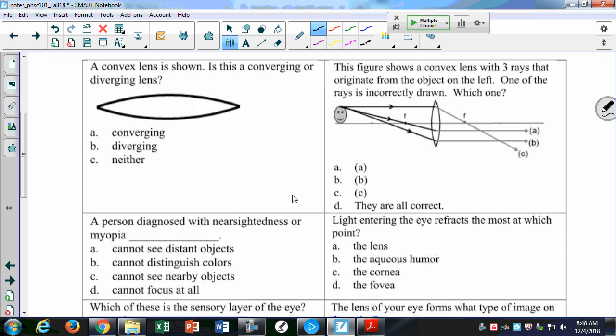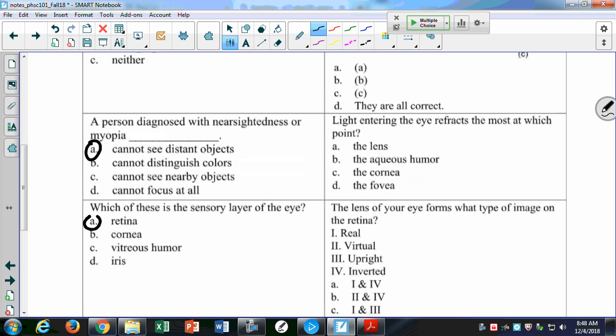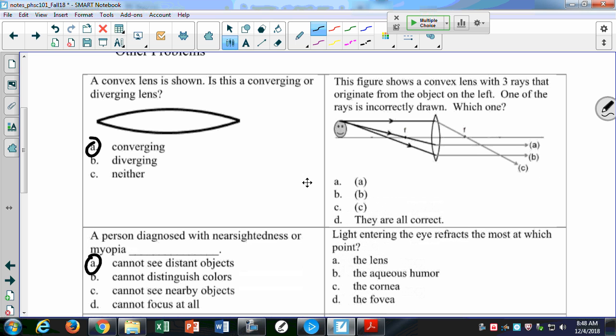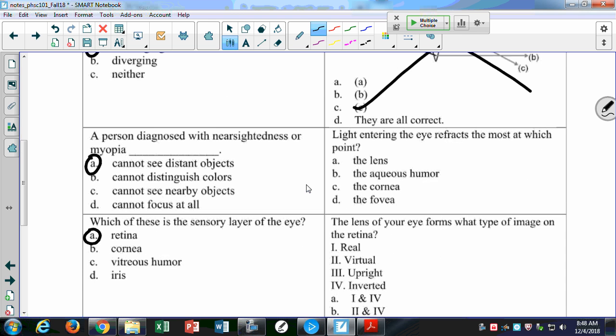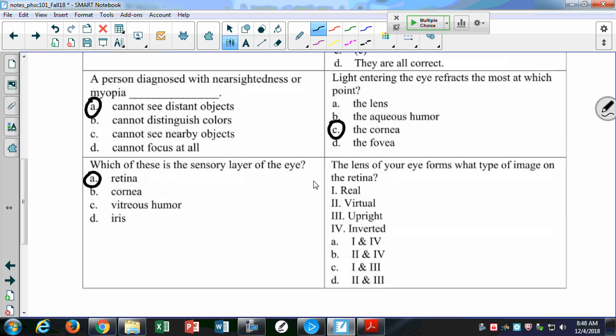This is a converging. A nearsighted person cannot see distant objects. The sensory layer of the eye is the retina. Don't worry about this. Light entering the eye refracts the most at the cornea, and the lens of your eye forms a real inverted image, so 1 and 4.